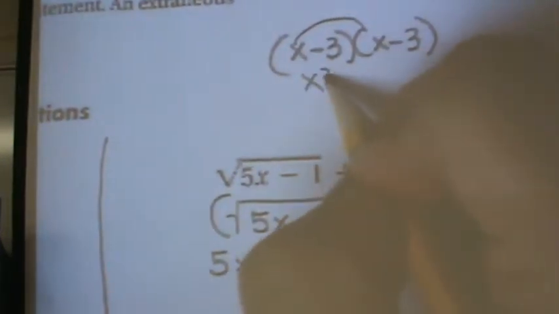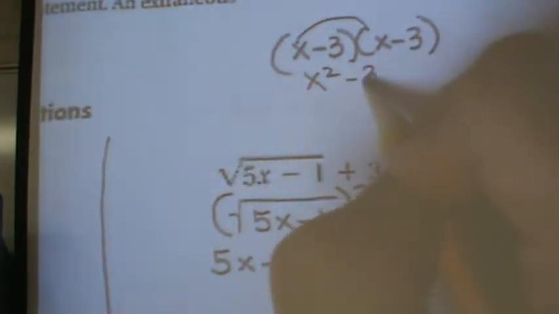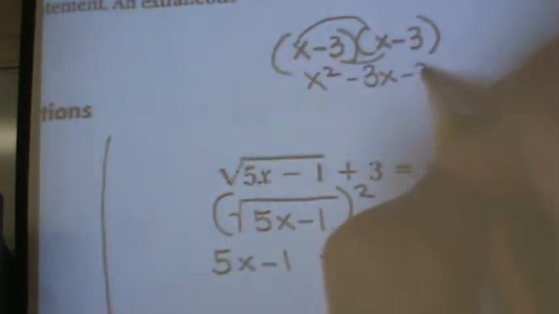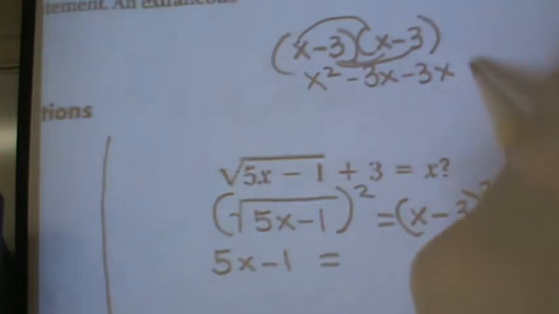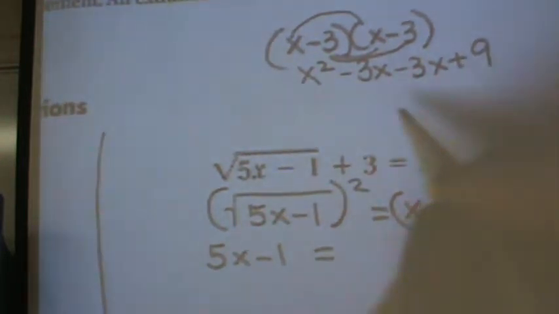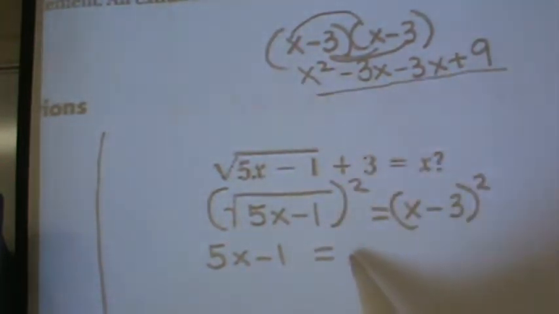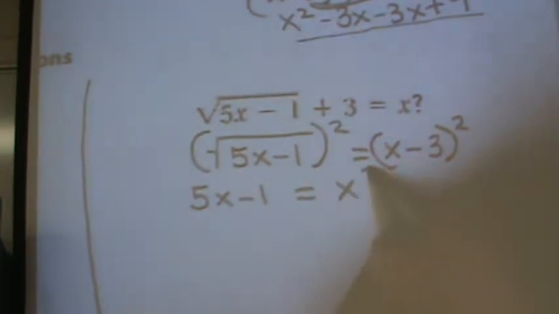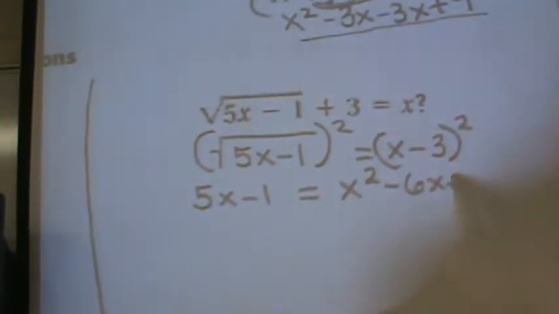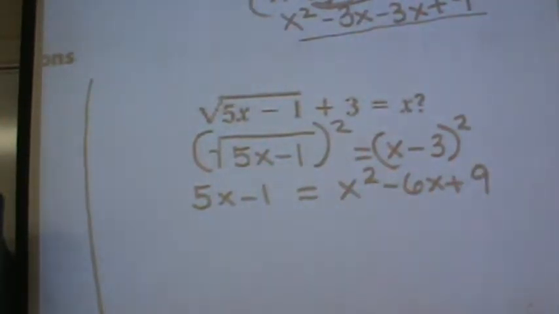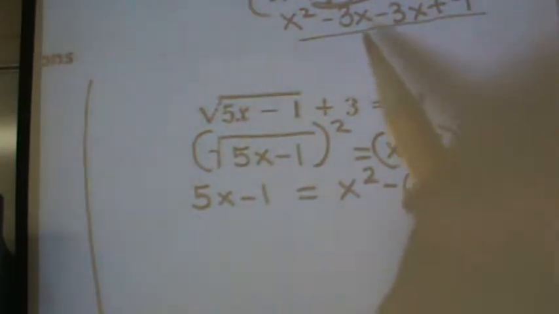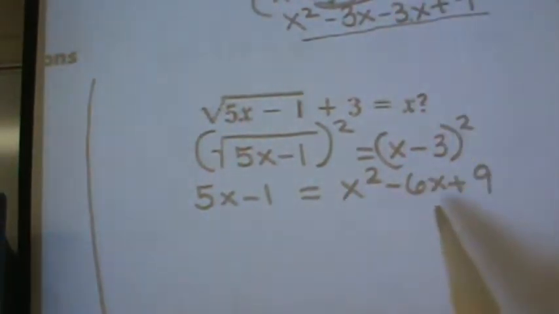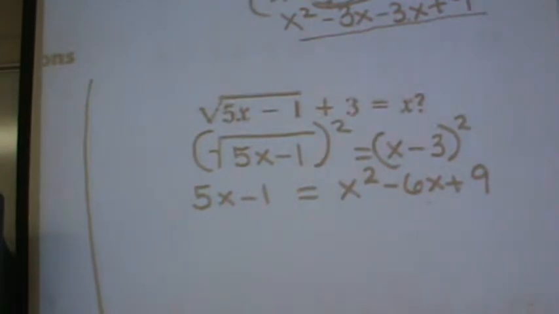X squared minus 3x, another minus 3x, and then what's -3 times -3? So can you simplify this for me? We'll do it right here. X squared minus 6x plus 9. You got it. Why minus 6x? Because -3x plus -3x is -6x. Okay?